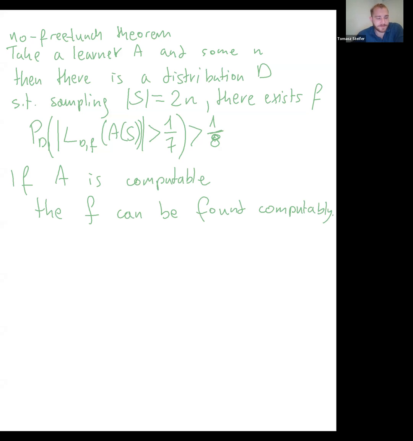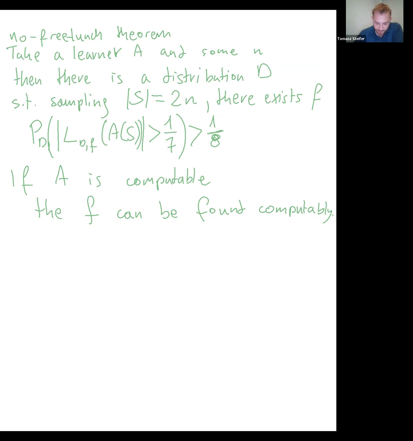And this is because, well, if we know that the bad guy exists, then we can just calculate, and this generalization error is just a finite number. It's the average of a finite number of errors, and we can just count all of them and see which is the worst, and we output one of these guys.